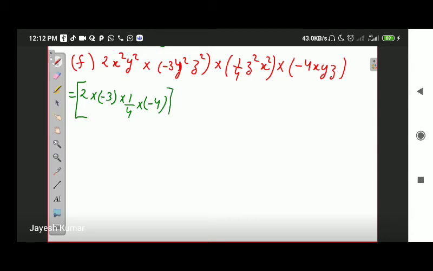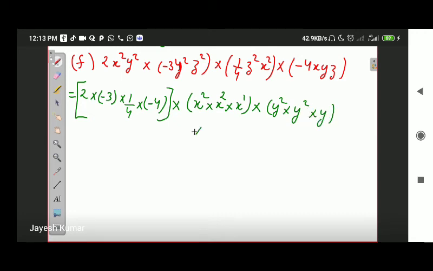This is our bracket for constant. Now the second bracket we will make for x. This is x square, the second term does not have any x, so we don't write any term, then the third term x square, and then finally x to the power 1. Then we take the group of y: we have y square in the first term, y square in the second term, there is no y in the third term, and in the fourth term we have y.